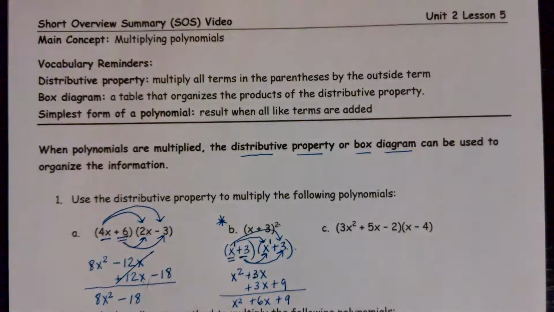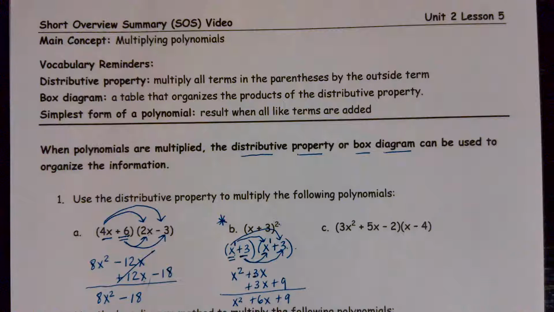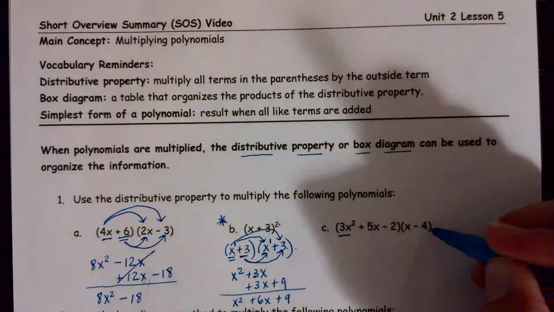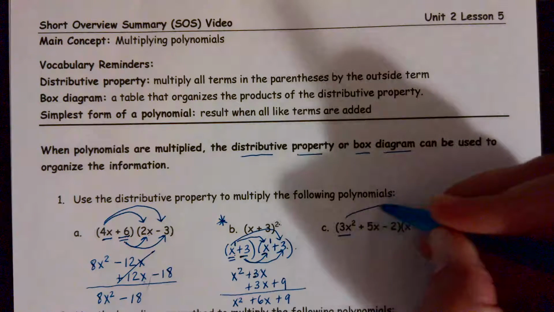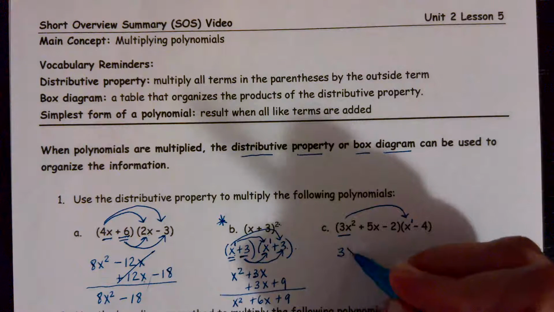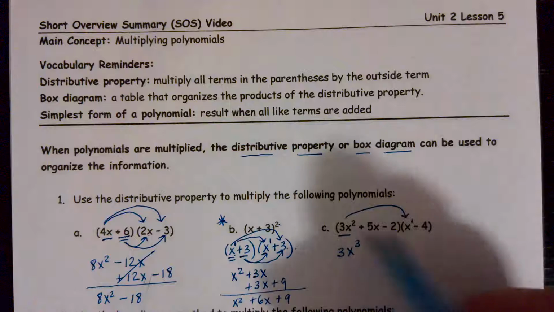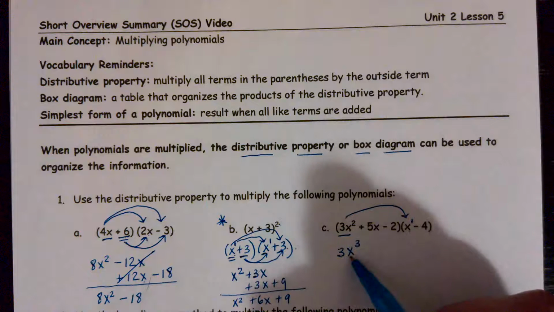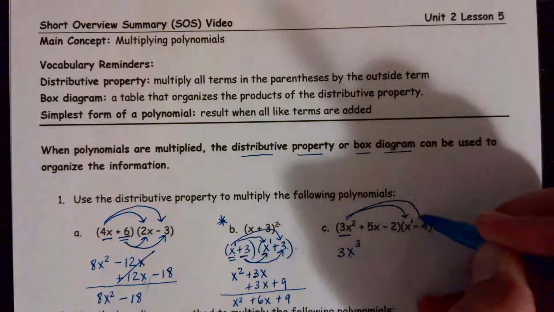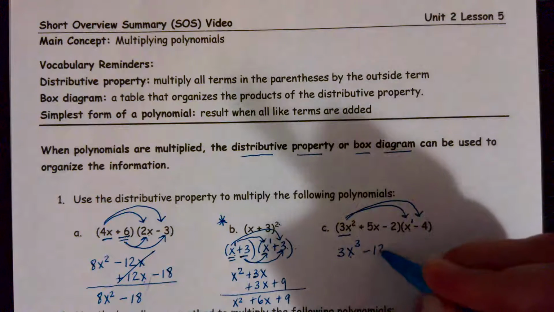Okay, taking a look at the next one. I have more terms, but that's okay because remember in math, we only ever multiply two things at the same time. So I'm going to take 3x squared and multiply everything in this parentheses by 3x squared. So 3x squared times x to the first is 3x to the third. Remember, when I multiply variables, write the variable and add the exponents. 3x squared times negative 4 is a negative 12x squared.